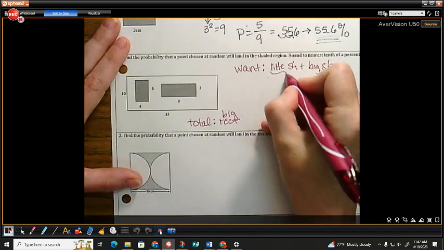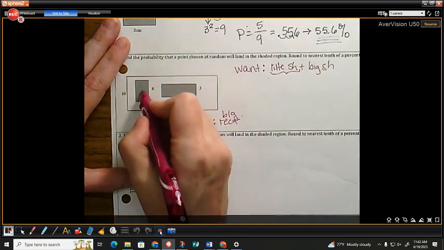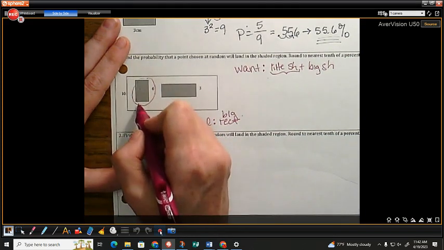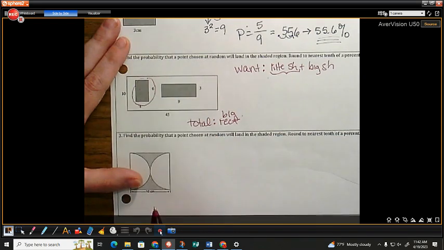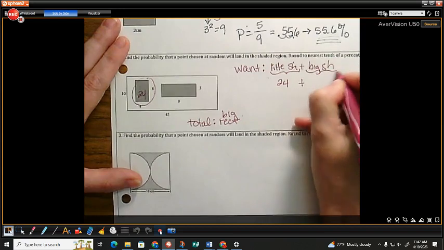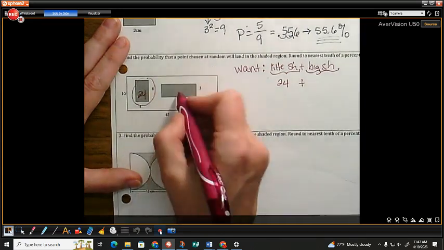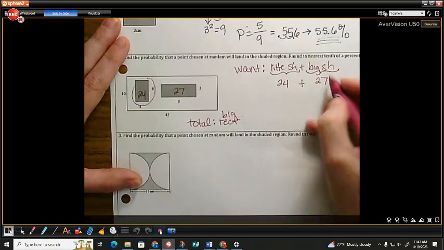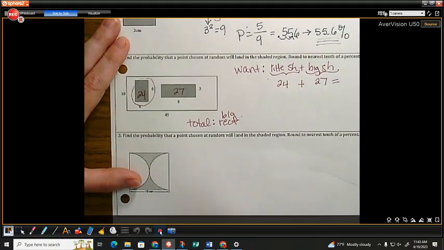And so, okay, my little shaded guy is what shape? It's a rectangle. And so to get its area, you'll do length times width and get 24. And your big shaded, it's another rectangle, and it's going to be 27. And so what's the total of all the junk I want?